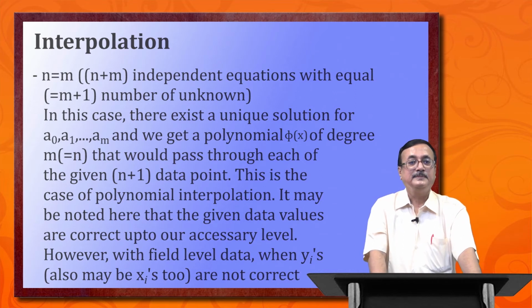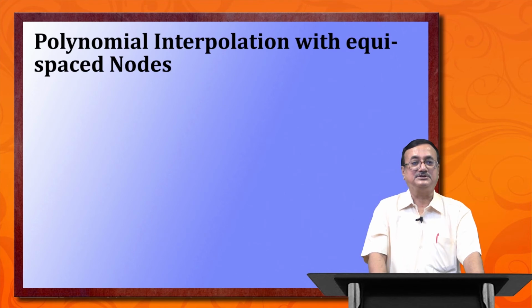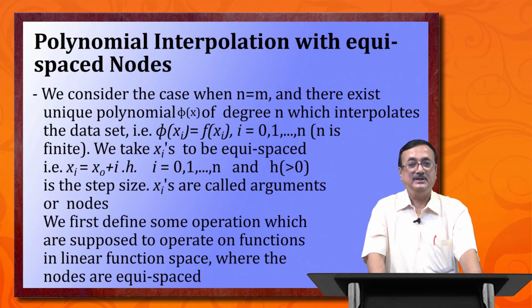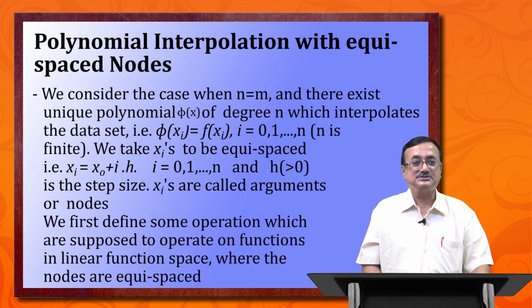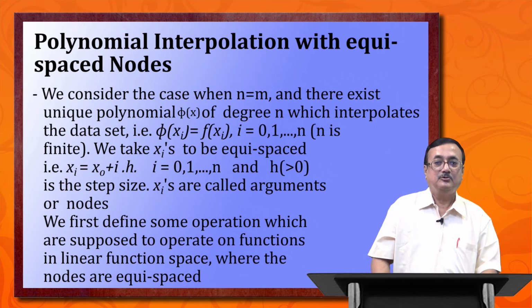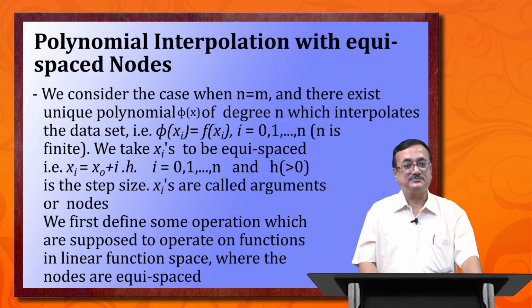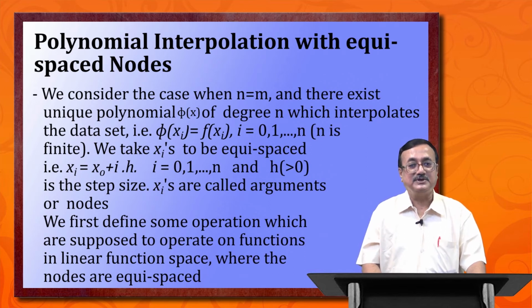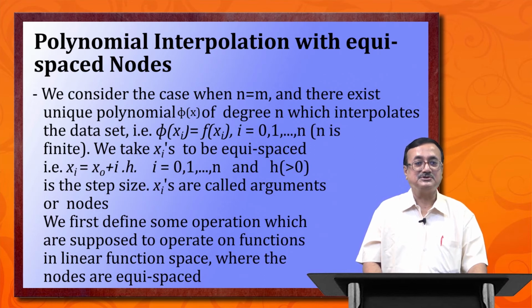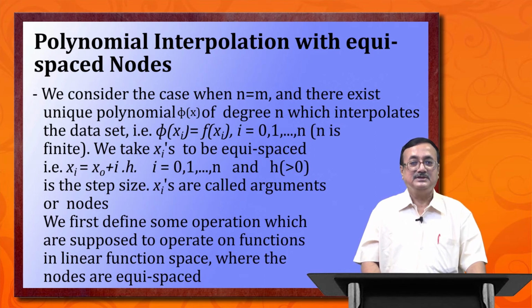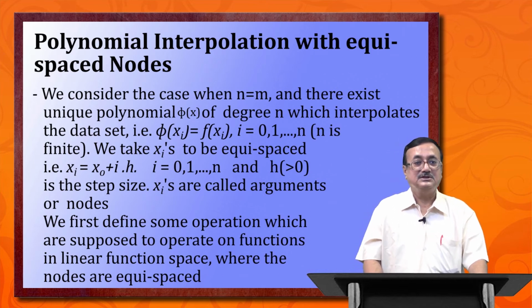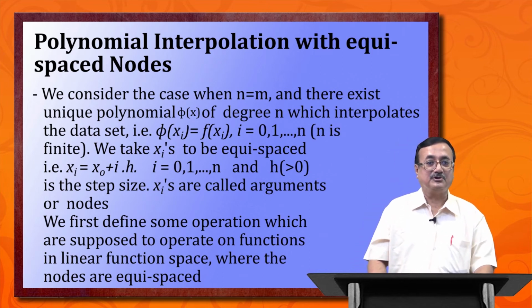approximation of functions. Now, let us consider the polynomial determination with equi-spaced nodal points. We consider the case when n is equal to m and there exists a unique polynomial phi(x) of degree n which interpolates the data set, that is phi(xi) is equal to f(xi), where i varies from 0 to n. We take the xi's to be equi-spaced, that is xi is equal to x0 plus i times h, i varies from 0 to n, and h greater than 0 is the step size. The xi's are called the arguments or the nodal points or nodes.